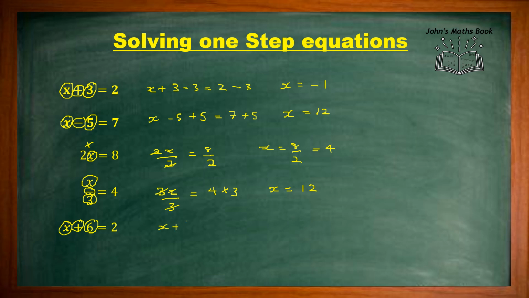x plus 6 minus 6 is equal to 2 minus 6. So x plus 6 minus 6 leaves x on its own. So x is equal to 2 minus 6, which is minus 4. So that concludes this video on solving one-step equations.